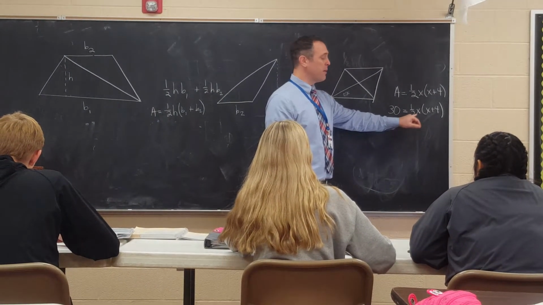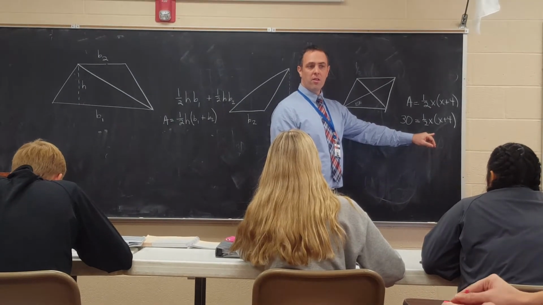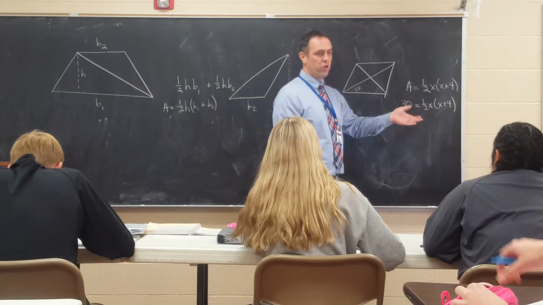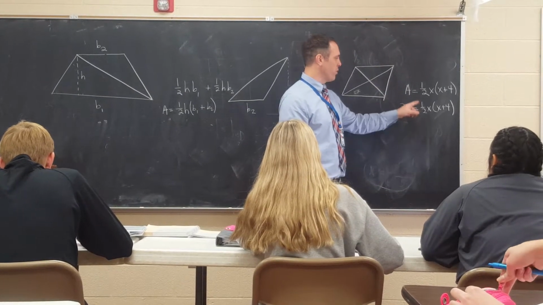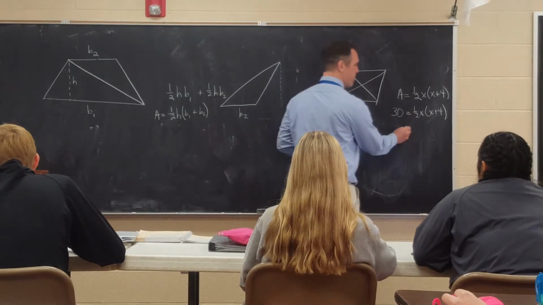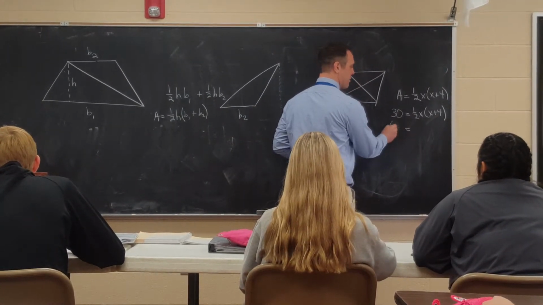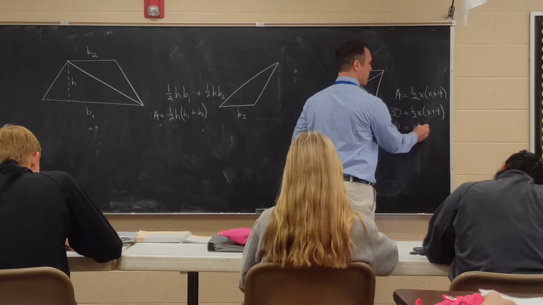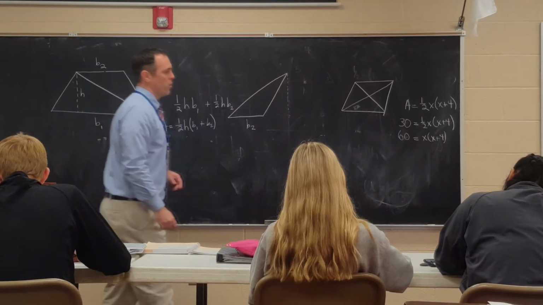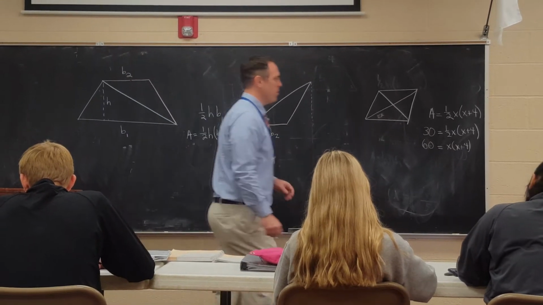Okay. It's being multiplied. So either divide by 1/2 or multiply by 2. Usually, when you're dealing with fractions, if you multiply by 2, that cancels 1/2. So multiply both sides by 2, we would get 60 is equal to x times x plus 4. And Braden's exactly right. We're gonna end up factoring trinomials.